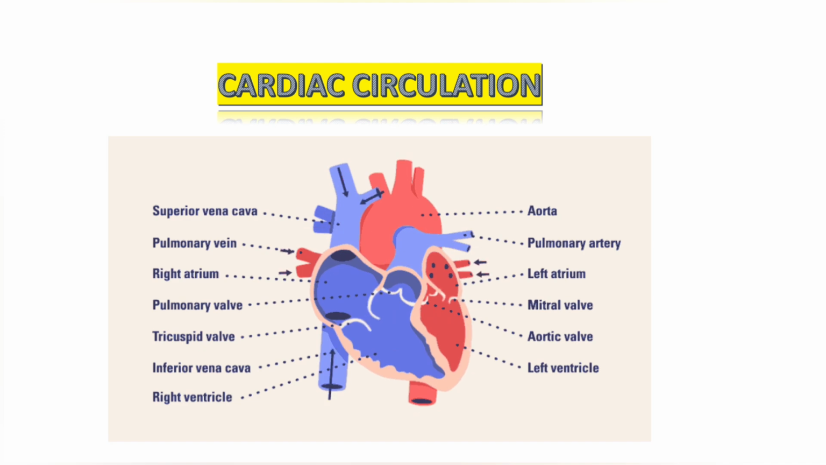Systemic circulation is the circulation of oxygenated blood from the left ventricle to all parts of the body to supply oxygen and nutrients, and the return of deoxygenated blood from the tissue, which is collected by veins and vena cava, then re-enters the right atrium of the heart. That's all about the cardiac circulation.